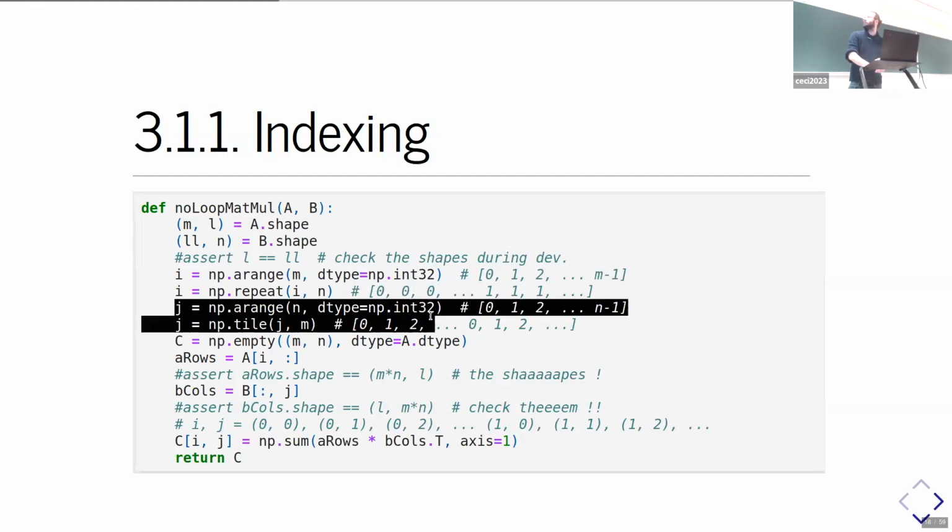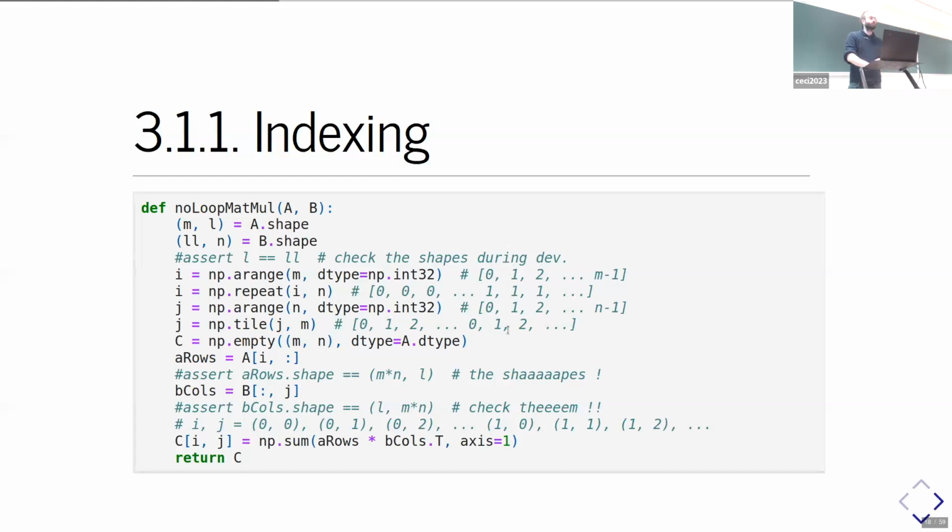I do the same for j, but I don't want just i and j, I want pairs of indices. So I want Cij where i is 0, 0, 0 and j is 0, 1, 2, and so on in all directions. So I want to repeat the i a certain number of times, n times actually. So I have n zeros followed by n ones, followed by n twos, and so on. And for the j, I do kind of the same, but differently. I tile them instead of repeating them. So I just have the same array concatenated one after the other: 0, 1, 2, 0, 1, 2, 0, 1, 2, n times.